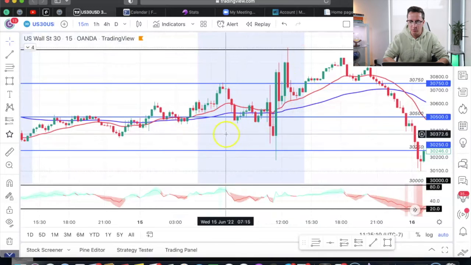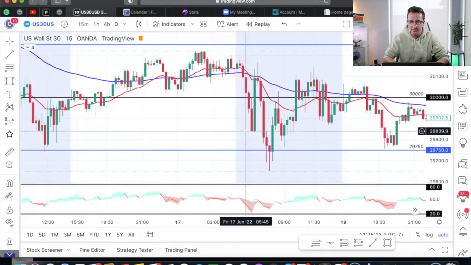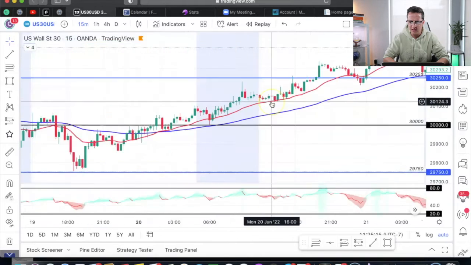Choppy. This is very choppy. Once again, it's a Wednesday. Staying away from that. Choppy as well for that Friday.